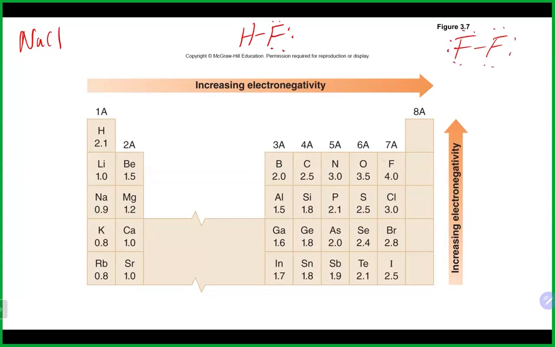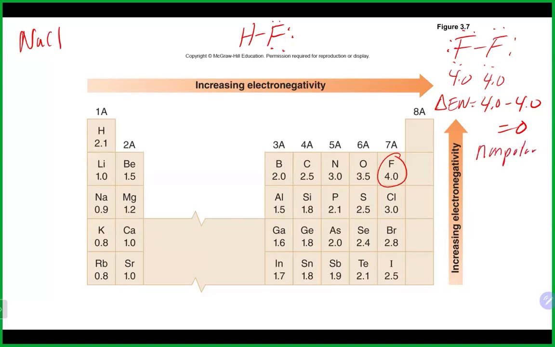Once again, if I go to the table, I can see fluorine is 4 for its value, and this one is 4 as well. So to calculate the difference in electronegativity, we're just going to simply take 4 minus 4, and that's going to give us 0. And that 0 obviously falls between 0 and 0.4 on that little scale that we just talked about, and that's going to make it a nonpolar bond.